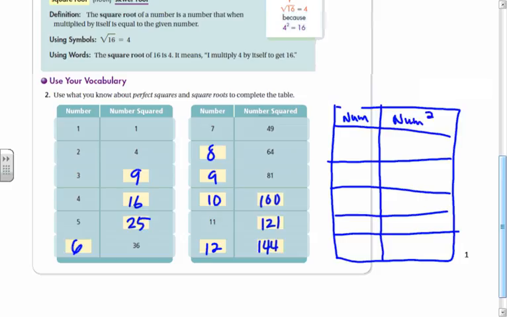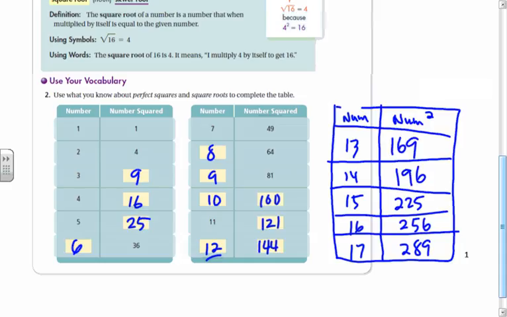So we went up to 12 here. We're going to go 13, 14, 15, 16, 17. 17 squared is 289. 16 squared is 256. 15 squared is 225. 14 squared is 196. And 13 squared is 169. So have that chart handy a little bit. We're going to use that chart.